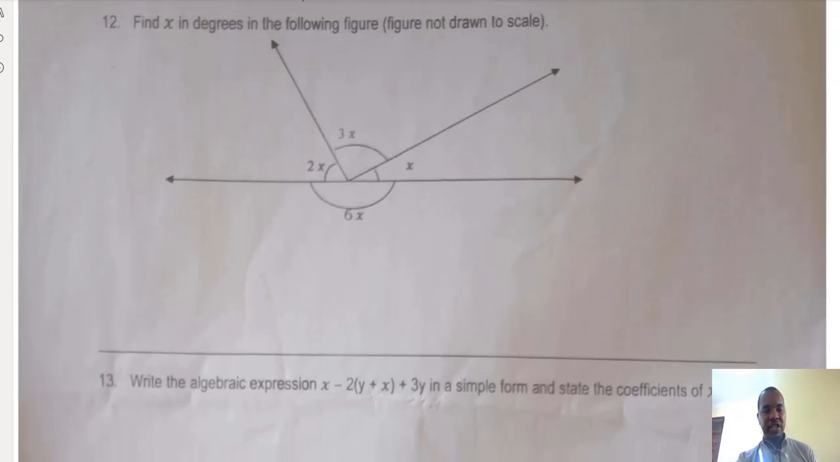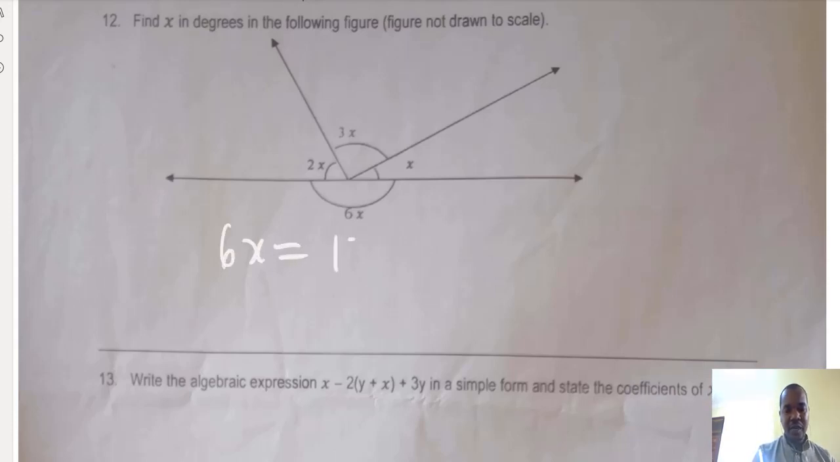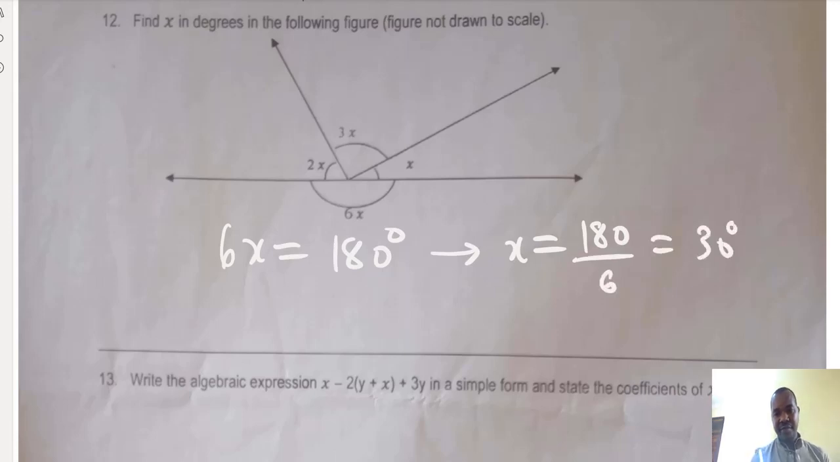We go to next question, question number 12. Find the x in degrees in the following figure, not drawn to scale. Okay, good. So we're supposed to find the value of x. Actually we can use the straight line formula that 6x equals 180 degrees. Over here we're going to get x, it is 180 divided by 6, which is equal to 30 degrees.